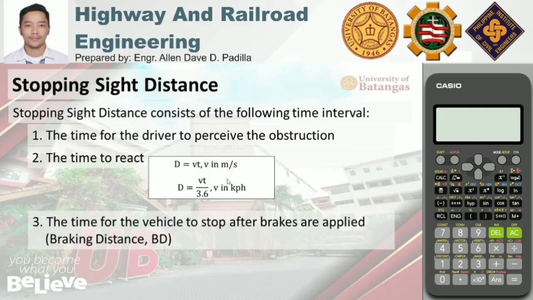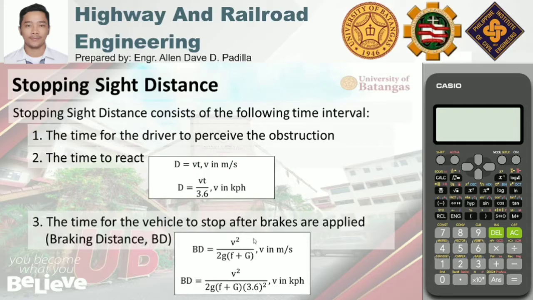So, that is in meters if velocity is in meters per second. So, if the velocity is in kilometers per hour, you can simply use Vt divided by 3.6. So, yung 3.6 dito is just a conversion factor of kilometers per hour to meters per second. And then, para naman sa braking distance, that is V squared over 2g multiplied by (f plus G) if the velocity is in meters per second. So, if the velocity is in kilometers per hour naman, that would be V squared over 2g multiplied by (f plus G) times 3.6 squared. Again, 3.6 squared is just a conversion factor.